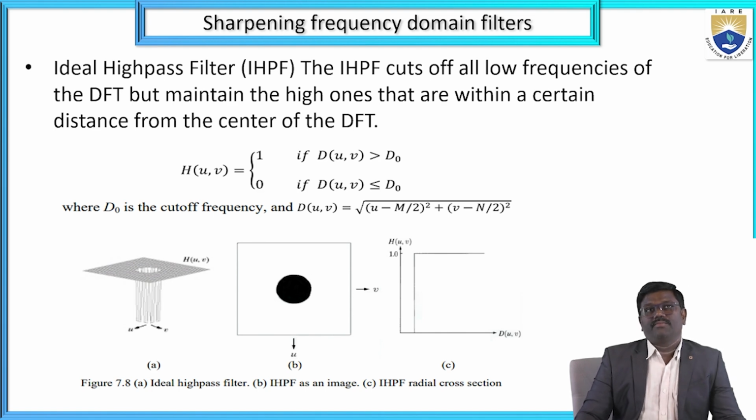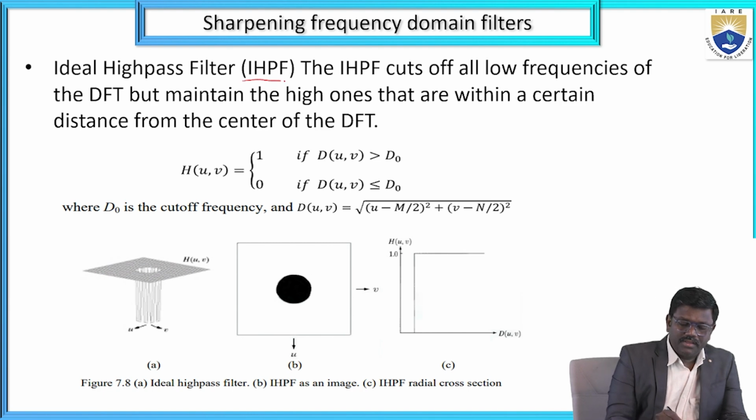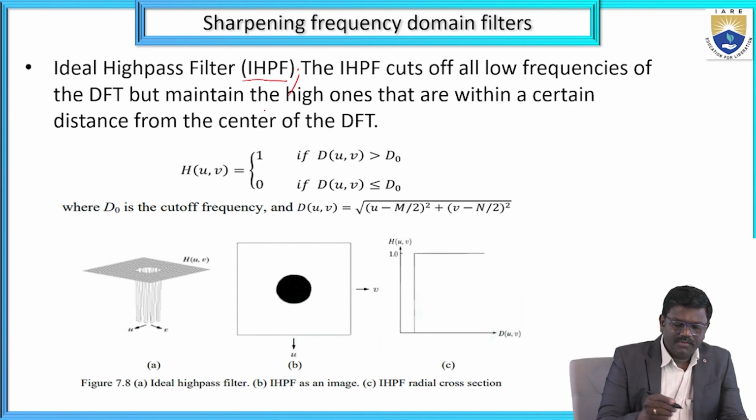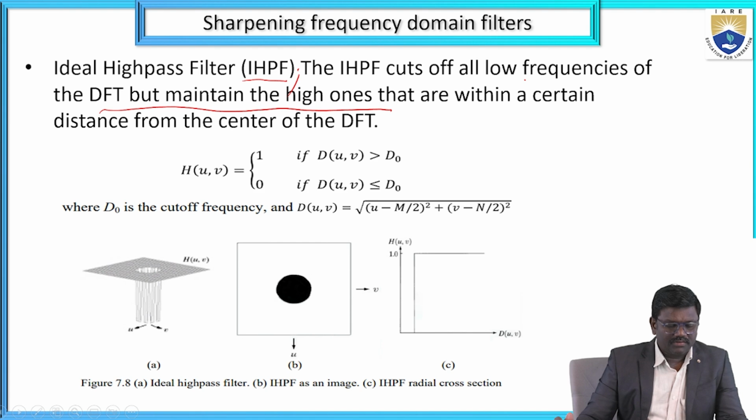First, the ideal high pass filter, simply called the HPF. The HPF cuts off all low frequencies of the DFT but maintains the high ones that are within a certain distance from the center of the DFT. So H(u,v) is 1 or 0: 0 if D(u,v) is less than or equal to D0, and 1 if D(u,v) is greater than D0. What is D0 here?